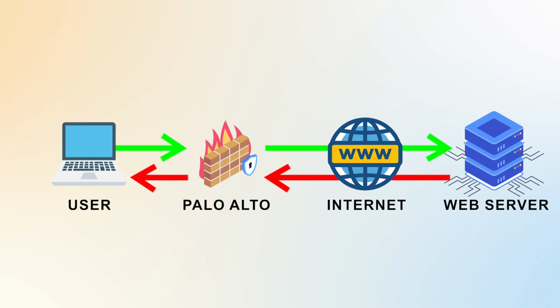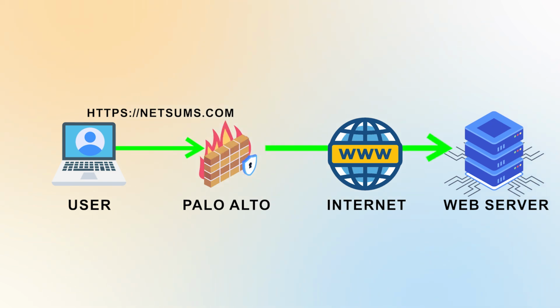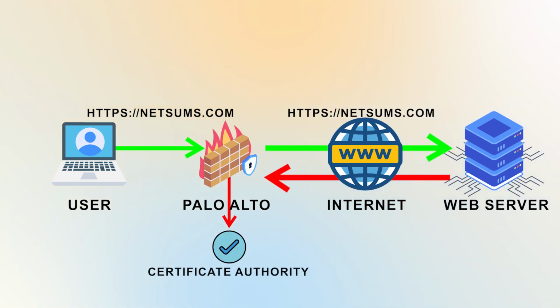Let me show how the firewall does it using an example. You have a user who's trying to open a connection to HTTPS netsums.com. The firewall intercepts this connection and itself opens a new connection to netsums.com. It analyzes the certificate that netsums sends back, including the verification with the corresponding certificate authority. If the Palo Alto sees that the certificate is valid, it generates on the fly a new certificate for netsums.com and presents it to the browser of the user.